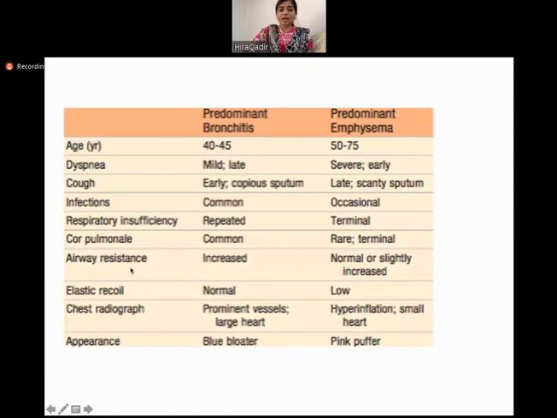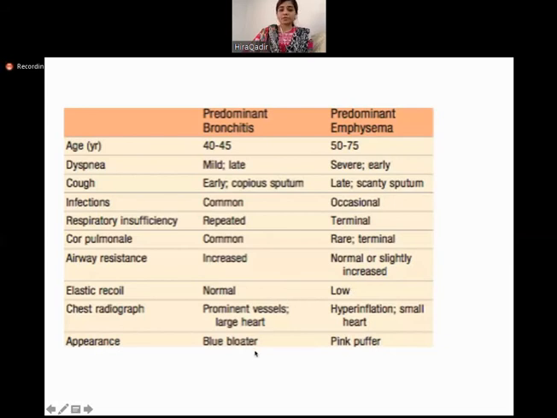And airway resistance is increased in bronchitis. It is normal or slightly increased in emphysema. Why? Because in emphysema, I told you there is increased compliance and decreased recoil due to the destruction of the alveolar wall. That's why airway resistance is normal or slightly increased in emphysema as compared to bronchitis. Okay, and elastic recoil is normal or low, which we already discussed.